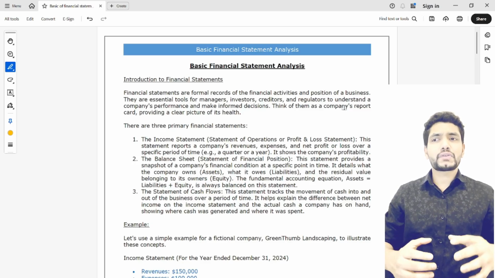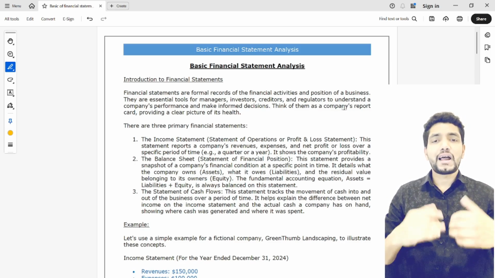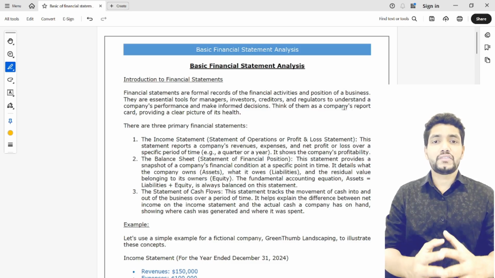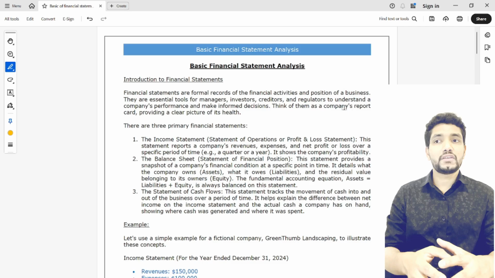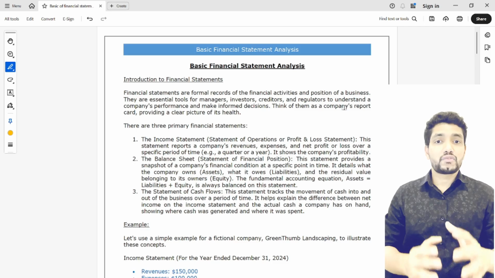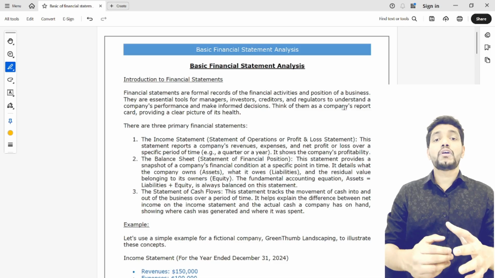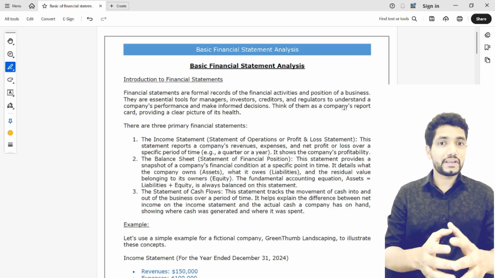Today we are going to discuss the basics of financial statement analysis. We are just starting financial statement analysis, so this is our first session. As you know, financial statement analysis is one of the most important parts of the CMA USA examination, and also in your work life, it's really important.